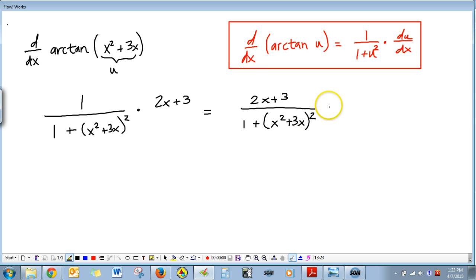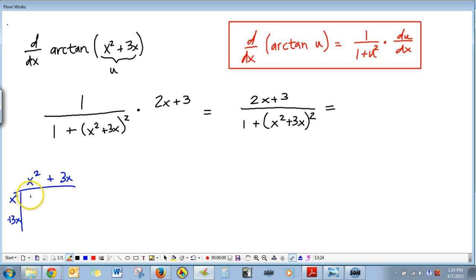Now, sometimes they'll have you go ahead and multiply out. If it's a multiple choice test, they might leave it like this, or they might want you to multiply out the x squared plus 3x squared. And if you want to do that, I'm going to do that over here in blue. x squared plus 3x times x squared plus 3x.